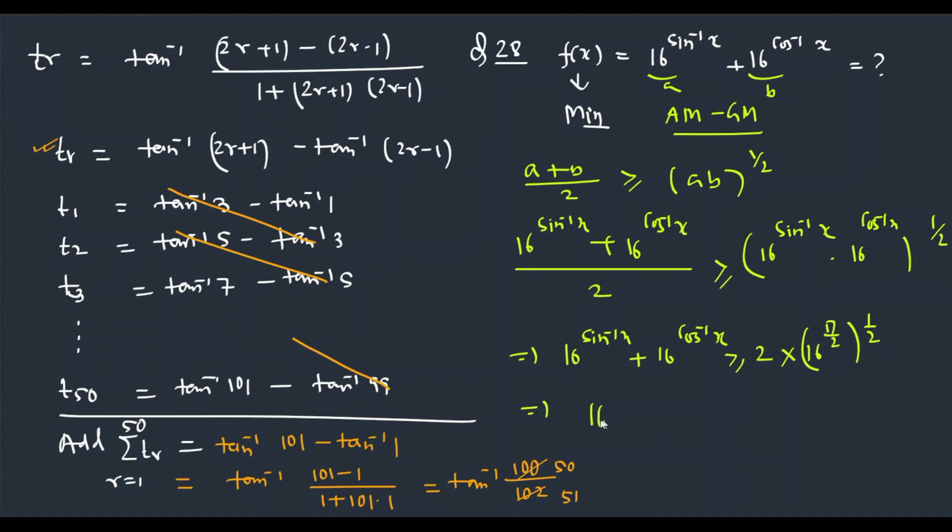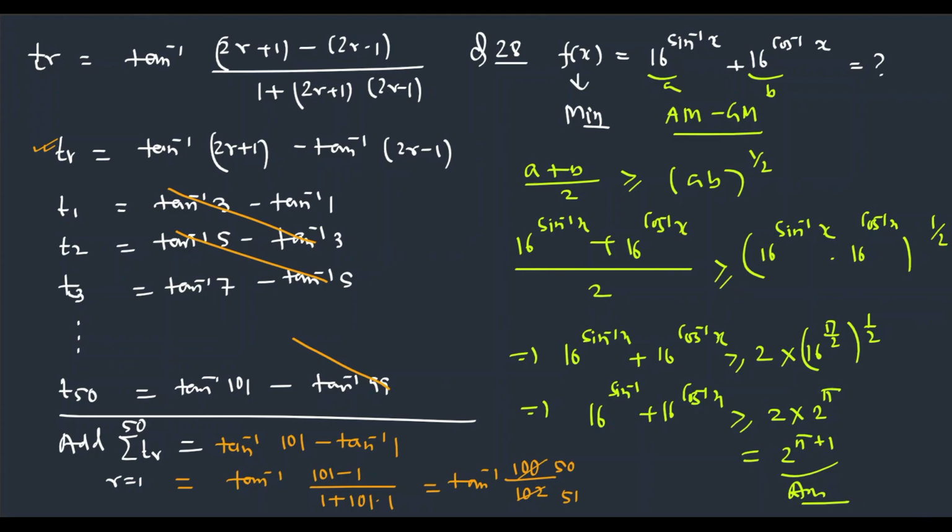So now 16 to the power sine inverse x plus 16 to the power cos inverse x is greater than or equal to 2 into 2 to the power 4 into pi by 4. The 4 cancels out, so it is 2 to the power pi. Now this will be 2 to the power pi plus 1. Is it okay? So therefore the minimum value is 2 to the power pi plus 1.